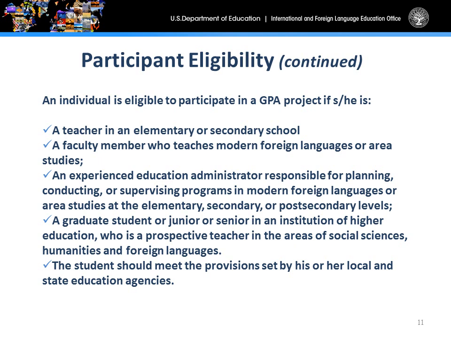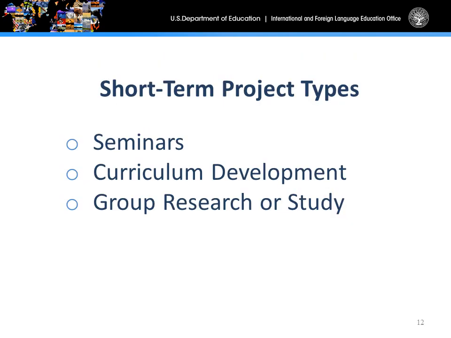the elementary, secondary, or post-secondary levels, or a graduate student or junior or senior in an institution of higher education who is a prospective teacher in the areas of social sciences, humanities, and foreign languages. Please note that graduate students or juniors and seniors do not have to be working full-time to be eligible. The student should meet the provisions set by his or her local and state education agencies.